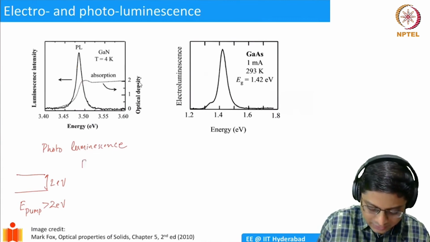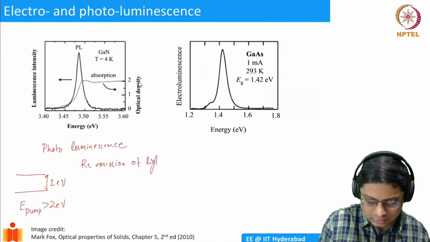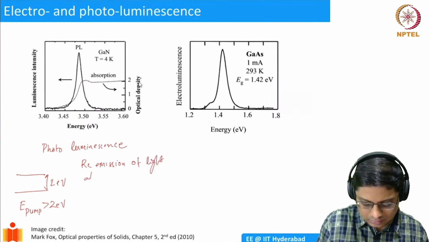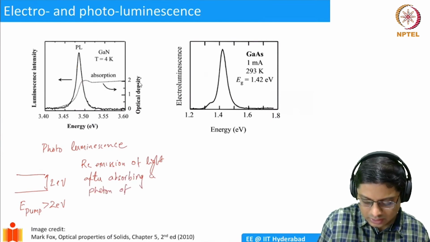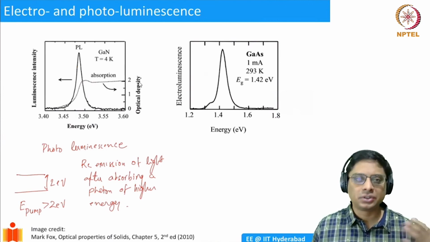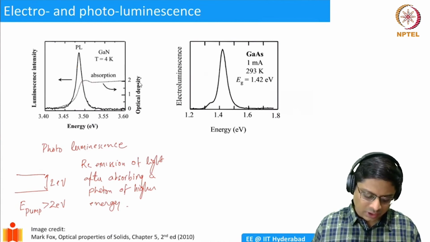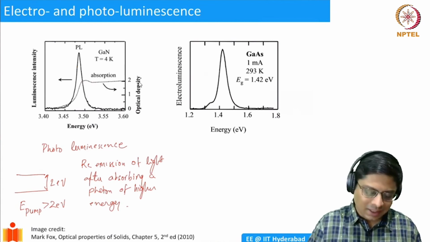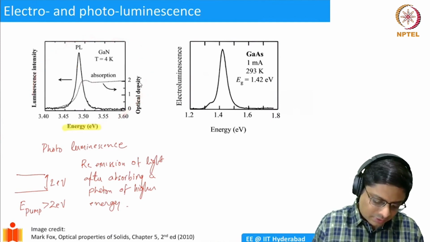So basically, it is re-emission of light after absorbing a photon of higher energy. Okay. So this is known as photoluminescence, just indicating that you're using light to cause luminescence. The luminescence is going to be at the band edge, and an example of that is shown in the graph here. In this graph, what you're seeing is energy versus luminescence.